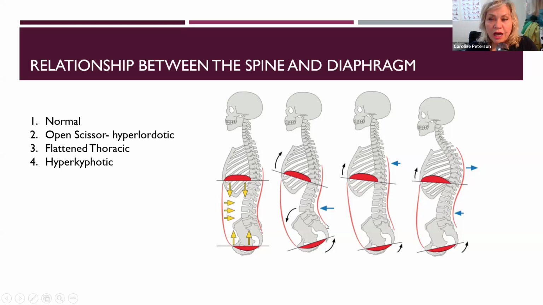So if you're hyperlordotic, if your lumbar curve is too big, then you'll come into what's called an open scissor rib cage or manifestation of the transverse planes. You'll have an anteriorly rotated pelvis, and then the chest will be rotated up. And so then you're not going to be able to create that container, so you will not have proper breathing patterns.